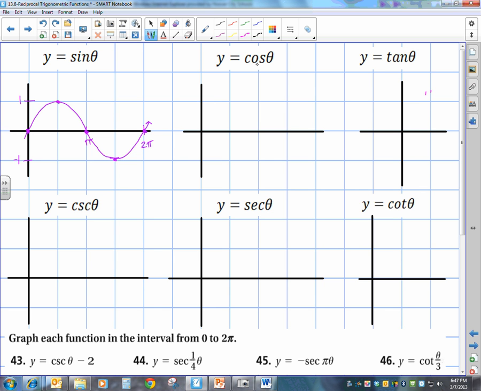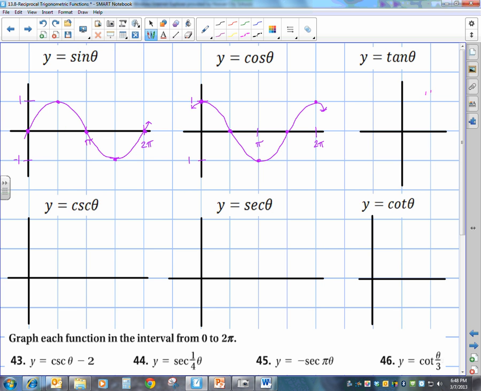Okay? So cosine, we go between 1 and negative 1 again, and 0 to 2 pi. So we put our labels. But the cosine curve starts at a max, ends at a max, halfway between is a min, and halfway between each one is a 0. So then I connect these. And I'm going to do that one again because I keep missing my points. And there we have our cosine curve.